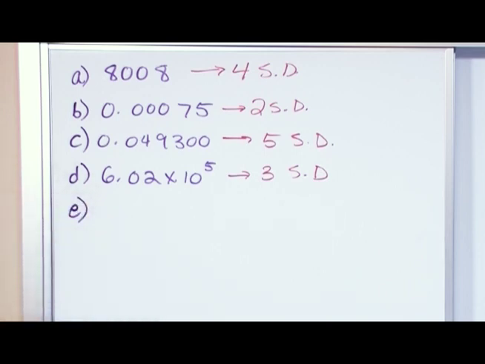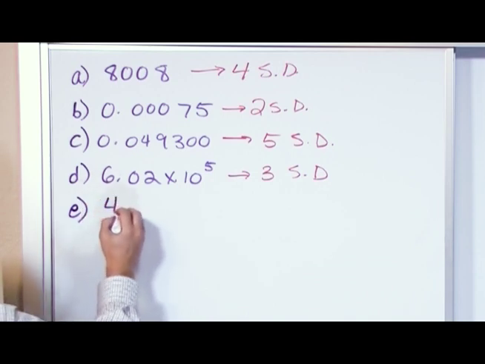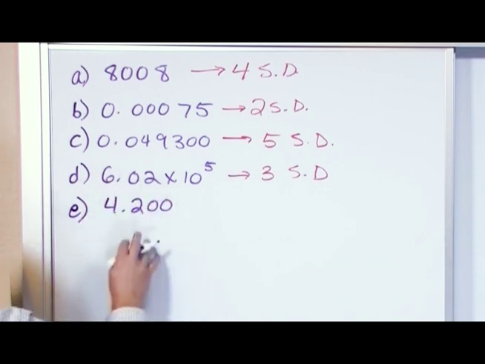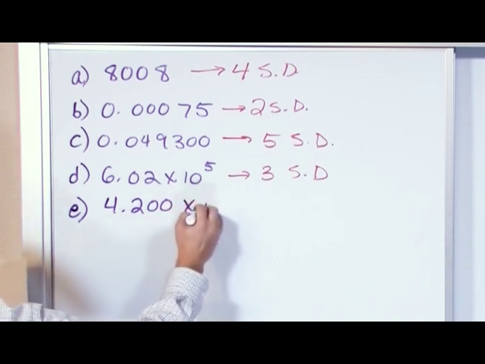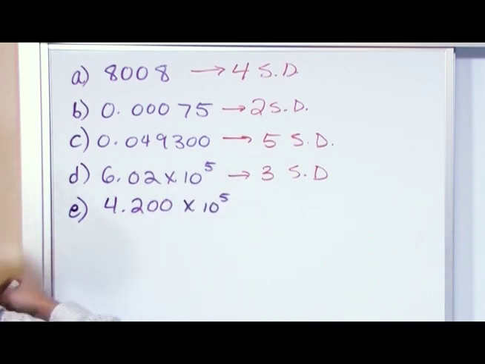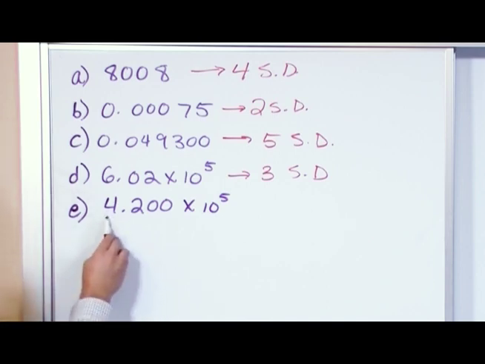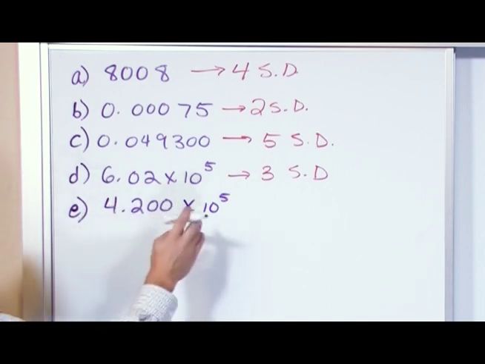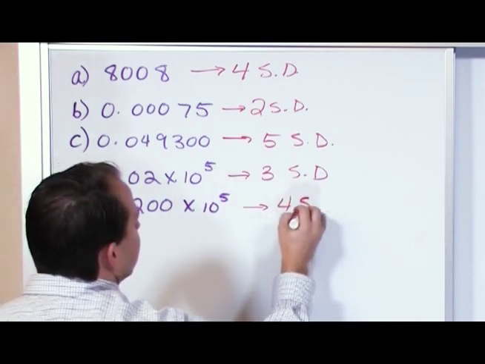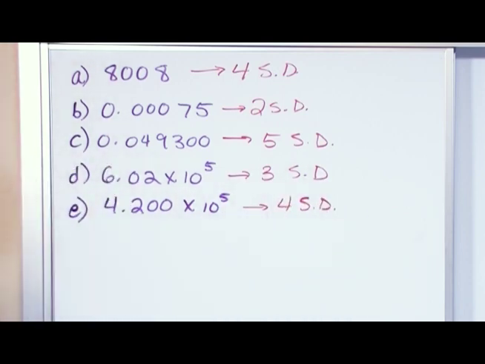Okay. E. What about 4.200 times 10 to the 5? What do I do here? Well, this counts, this counts. These are trailing zeros, so they also count: 1, 2, 3, 4 significant figures. Okay? What about F?